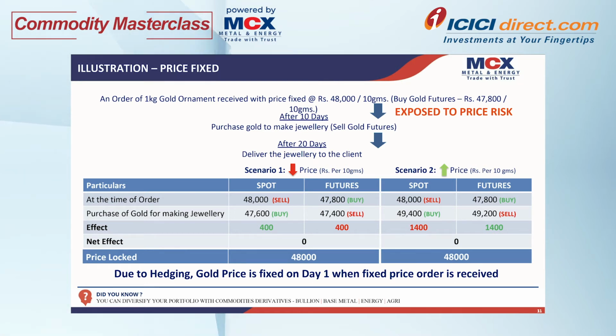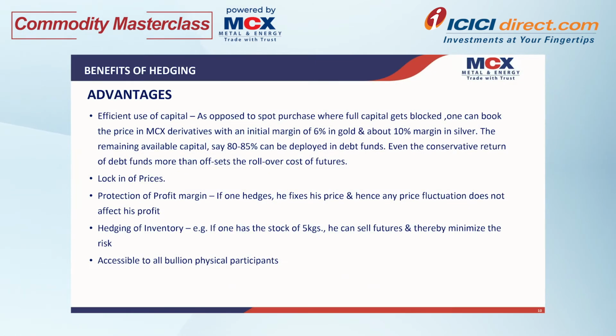At that time they sell futures and they hedge the position on MCX. That's a beautiful way of hedging on MCX, because the main advantage is the efficiency of capital. A person has to block only an initial margin of 6% for gold, and only 10% as far as silver is concerned. So the remaining capital, say 80 to 85%, he can deploy in other funds. So he doesn't have to pay 100% when he's booking his price on MCX.